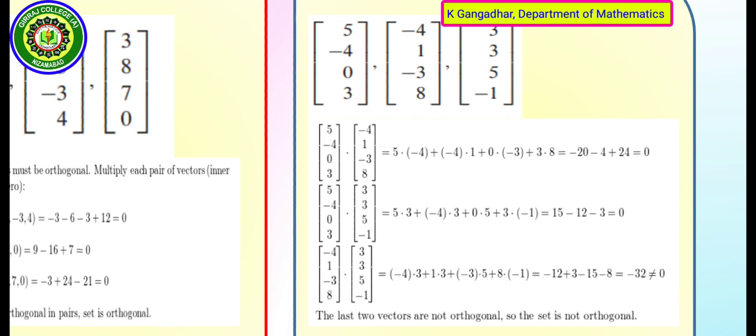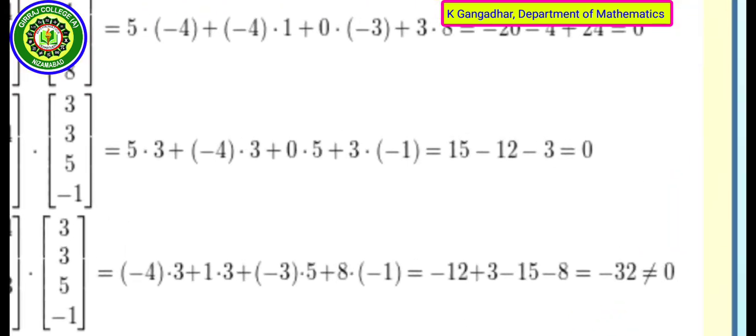Next v dot w: (-4, 1, -3, 8) and (3, 3, 5, -1). So this inner product value we get is -32, which is not equal to 0. So u dot v inner product is 0, u dot w inner product is 0, v dot w inner product is -32, not equal to 0. So these two vectors v and w are not orthogonal. So we say that the given set of vectors is not an orthogonal set.